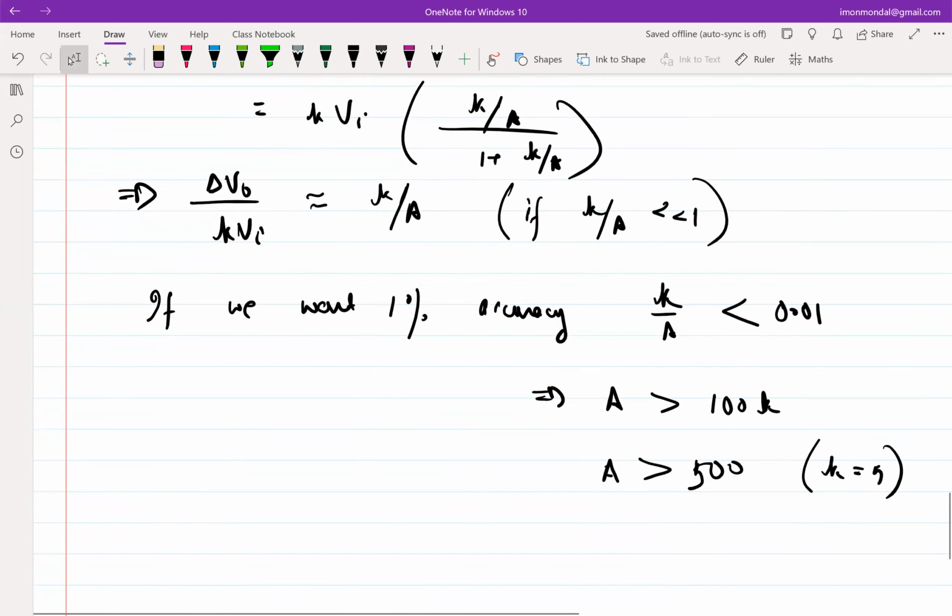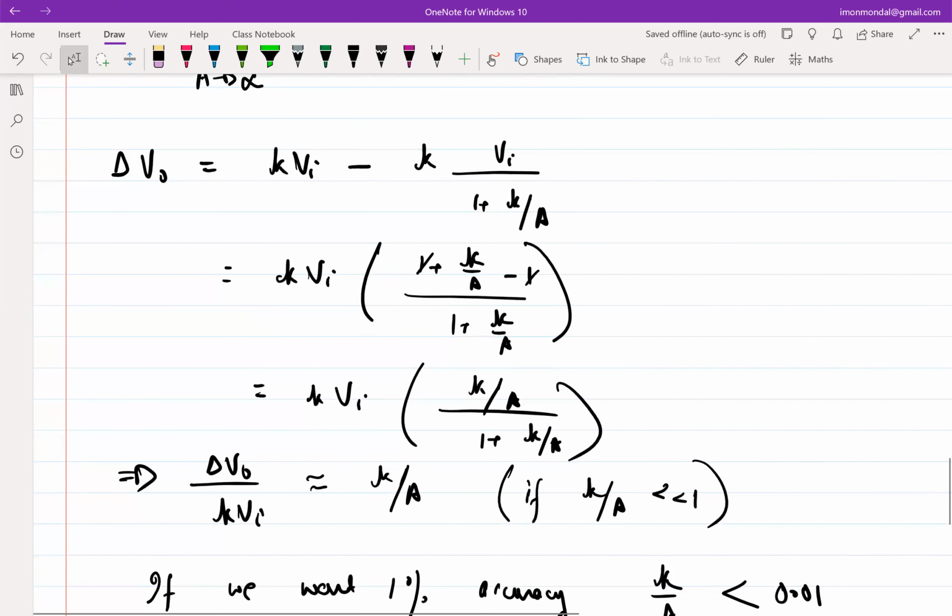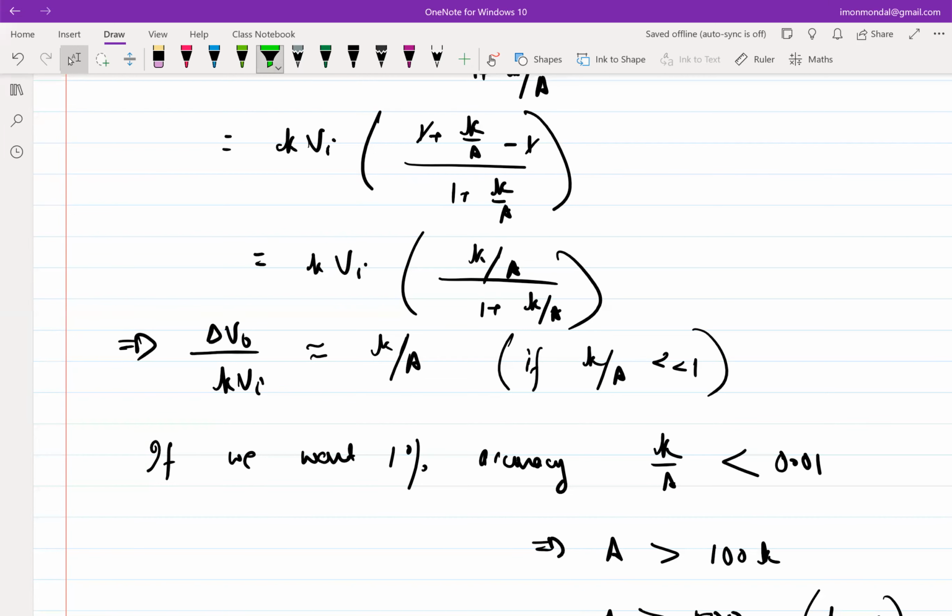And the other thing that we can observe here is that the error is inversely proportional to the gain, right? Since the error is inversely proportional to the gain, as long as you can keep the gain high enough, you are good. Okay, fine. Any questions till now?